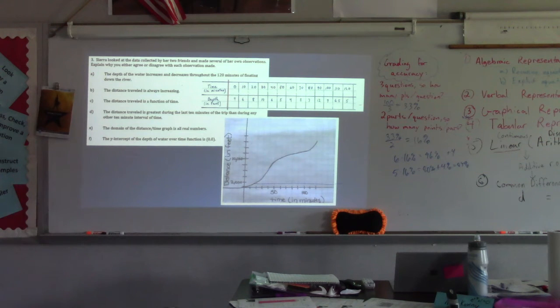Sierra looked at the data collected by her 2 friends and made several of her own observations. Explain why you either agree or disagree with each observation made. Now, I'll go ahead and tell you, we're going to stop here for the whole class discussion today. You're going to get a chance to just work with the person next to you for the rest of today on working through all these different ideas.